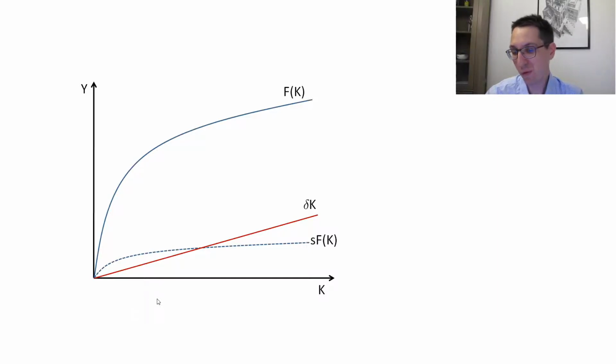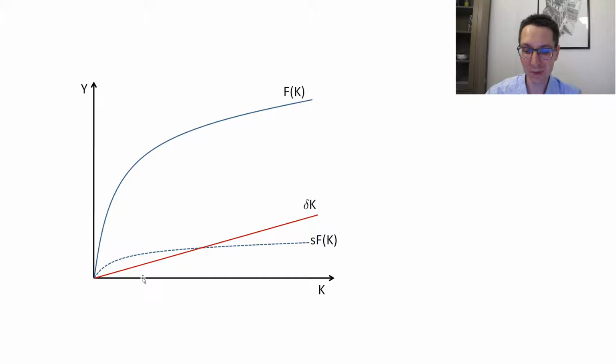What we can assume is, let's imagine an economy that starts with some amount of capital. Let's say this quantity here. And then we can ask ourselves, where is this economy going in the long run? Is this economy going to accumulate more capital or lose capital? So how should we look at that? Well, we have to compare investment and capital loss, or depreciation, and see if one is bigger than the other.